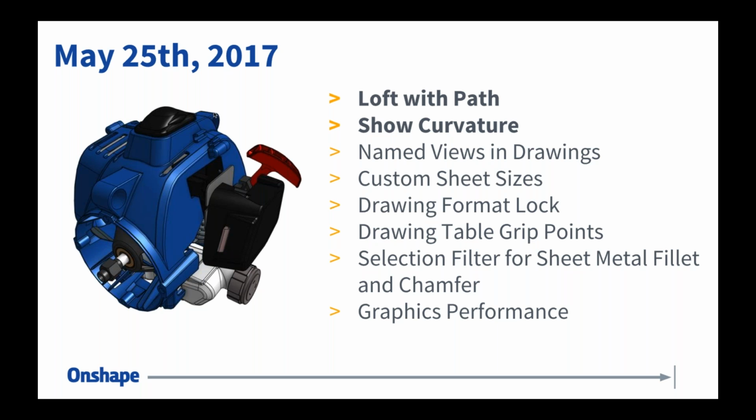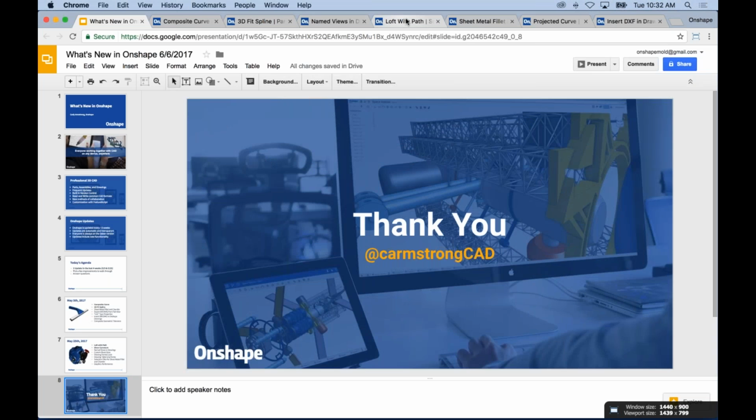Named views in drawings is probably, at least in my opinion, one of the biggest in this update. It's something that a lot of users have asked for. If you've ever wanted a drawing view that looked a certain way, but when you created a drawing it wasn't in the list of default views, this solves that problem. And I'll show you what I mean in just a second, so bear with me. All right, so enough talk. Let's jump into Loft with Path and discuss it.